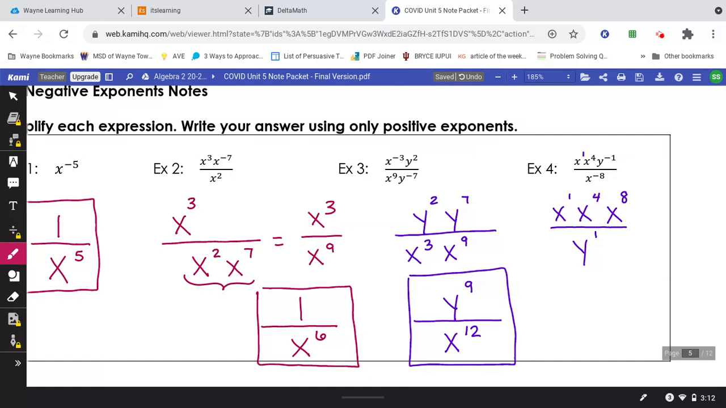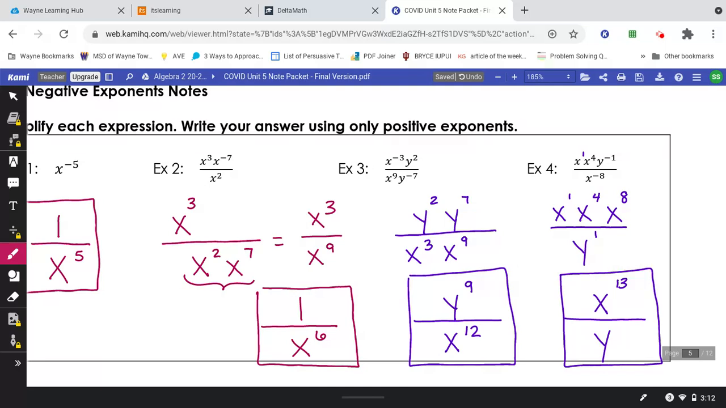Okay, now we get to combine our like terms. I have a bunch of x's at the top. I'm going to add all those exponents together. 1 plus 4 plus 8 to get 13. And then I just have this one y at the bottom. I'm just going to go ahead and leave it as a y. I don't even need that exponent of a 1.